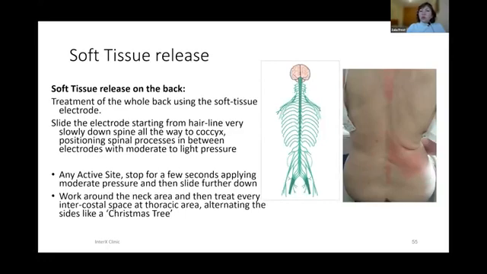Okay, so now we're talking about second technique. It's called soft tissue release. Soft tissue release is, I would say, so important. Very, very important, because I'll tell you why. Because probably 80% of the issues coming because of the misalignment in the body.